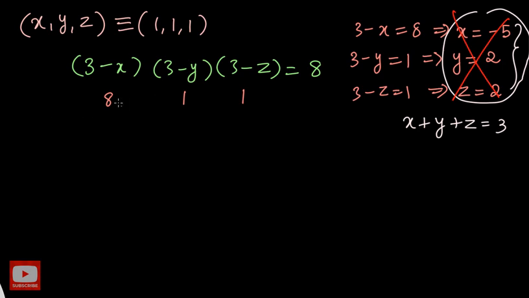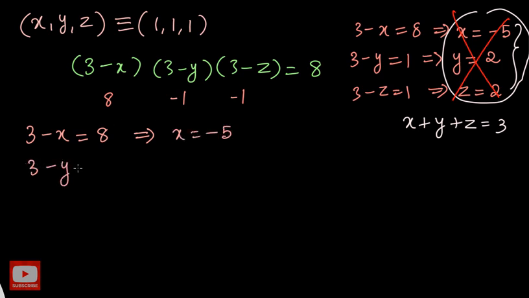Then what should I do? 8, 1, 1 did not work. Maybe I can go for 8, minus 1 and minus 1, right? 8 into minus 1 into minus 1 is still 8, because negative 1 into negative 1 will be positive 1. Let us see if we get some solutions or not. 3 minus x equate to 8. As you know, from here we get x as negative 5. We have already solved this.